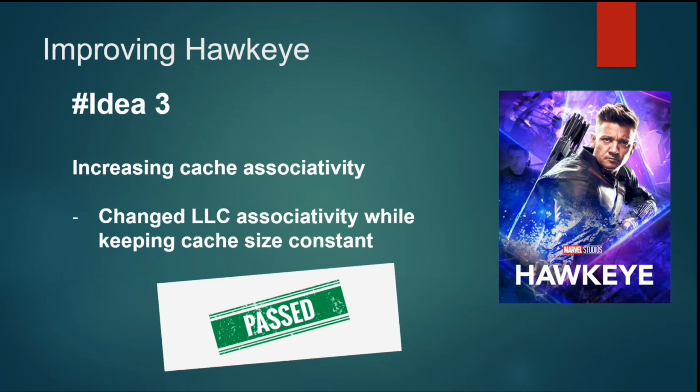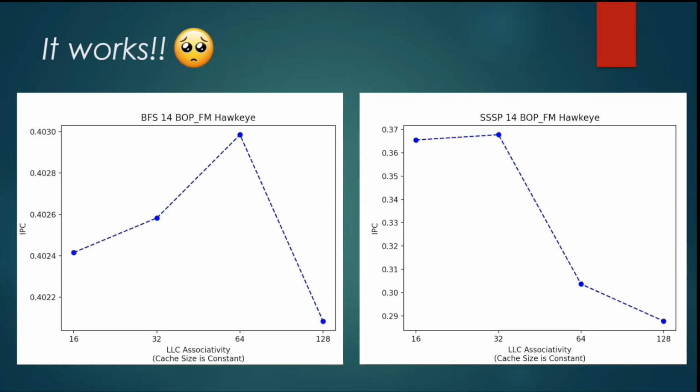Our third idea was to increase the associativity of caches when using Hawkeye replacement policy. A higher associativity gives replacement policy more options to choose from. And since Hawkeye is making more informed decisions than the other policies, we speculated its advantage should grow with higher associativity. We saw improvements when we doubled the associativity, which aligned with our speculations. This idea worked.